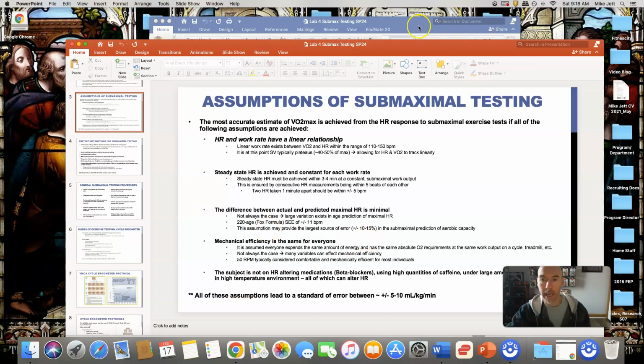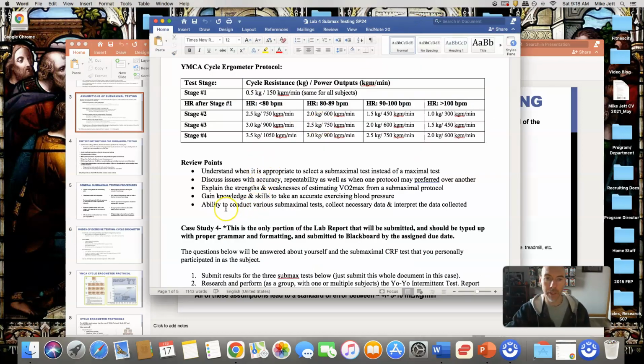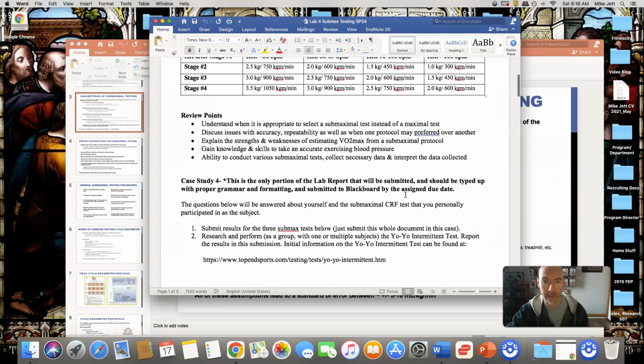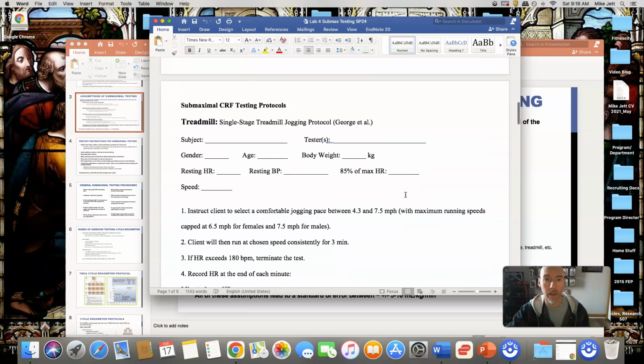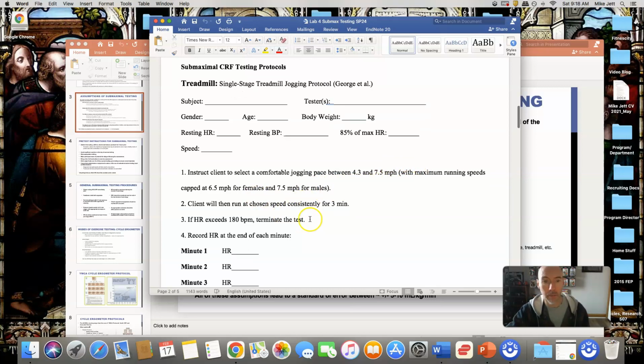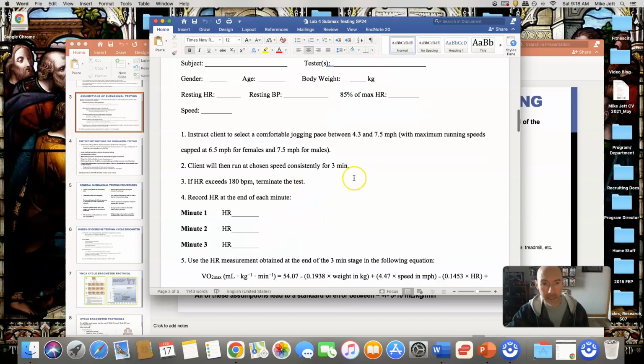All right, back to the lab. The last bullet point was just the ability to conduct the various testing. So, some basic familiarity with the protocols that we did in this lab. If I scroll down here, let's look at them. The jogging protocol was very, very simple and very quick. We just have a running speed. We're going to monitor heart rate at the end of every minute. The termination point in this particular test is 180.